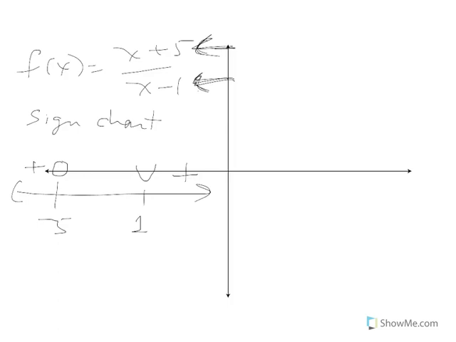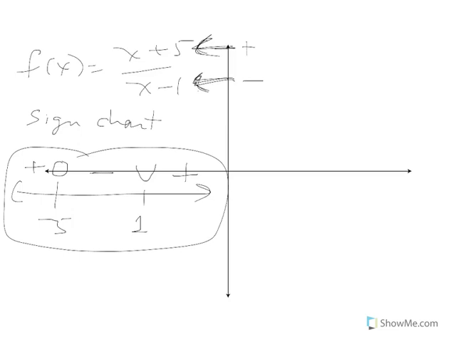But for numbers in between -5 and 1, the x plus 5 is going to be positive, and the x minus 1 is going to be negative, so the quotient is going to be negative. This thing is called a sign chart, and it's going to be really useful. It tells us a bit about what the graph looks like, what to expect.